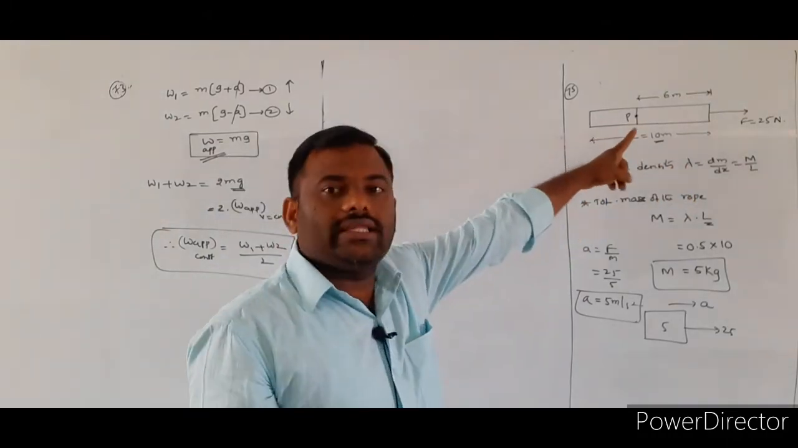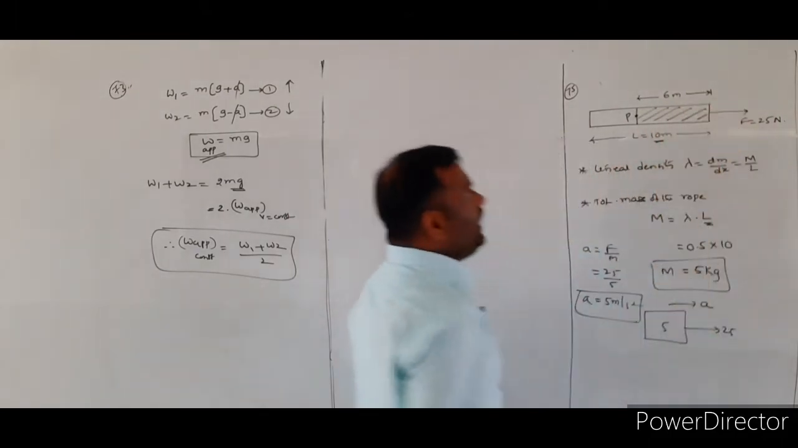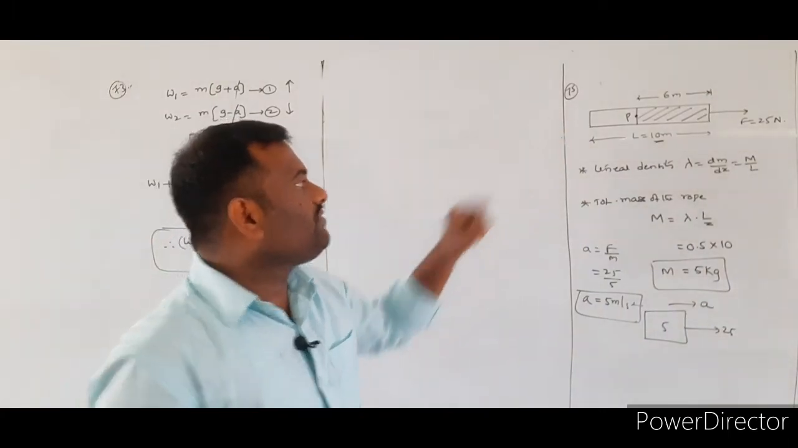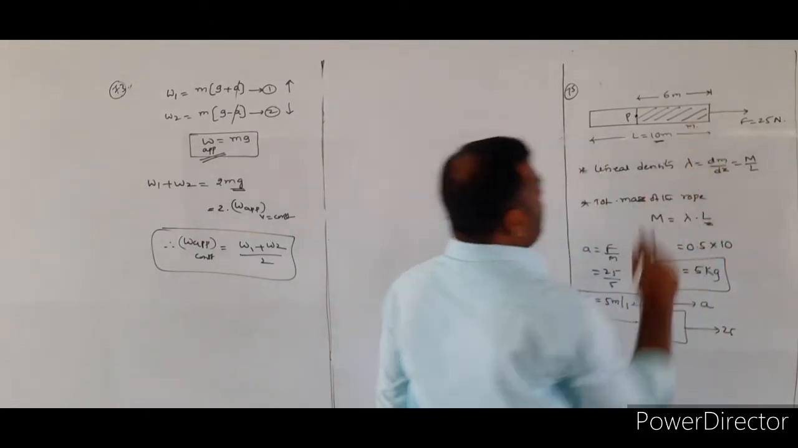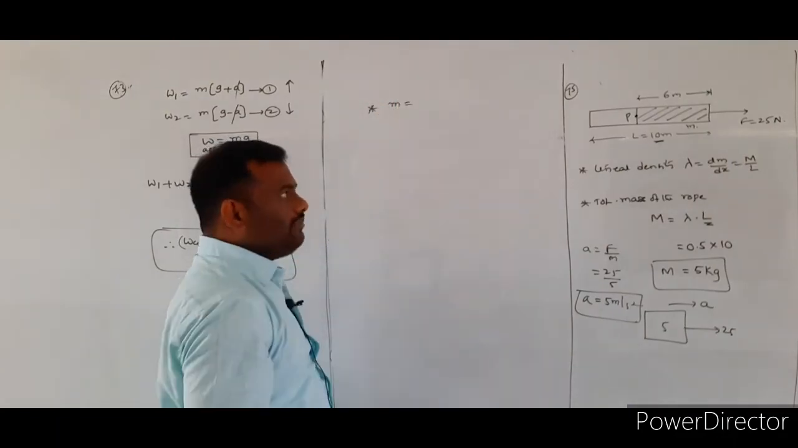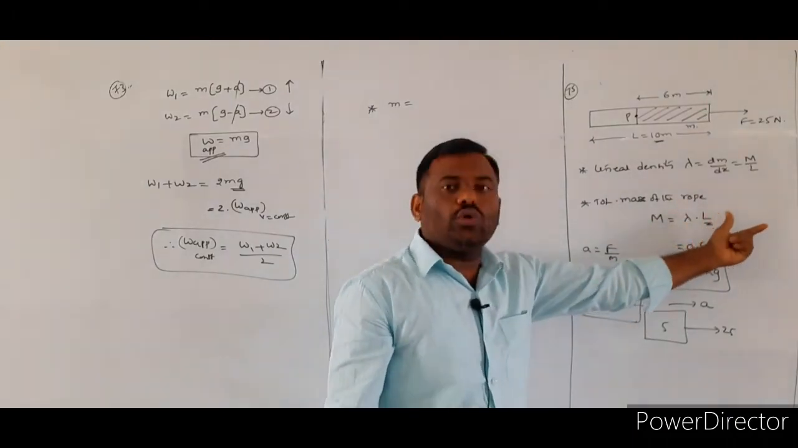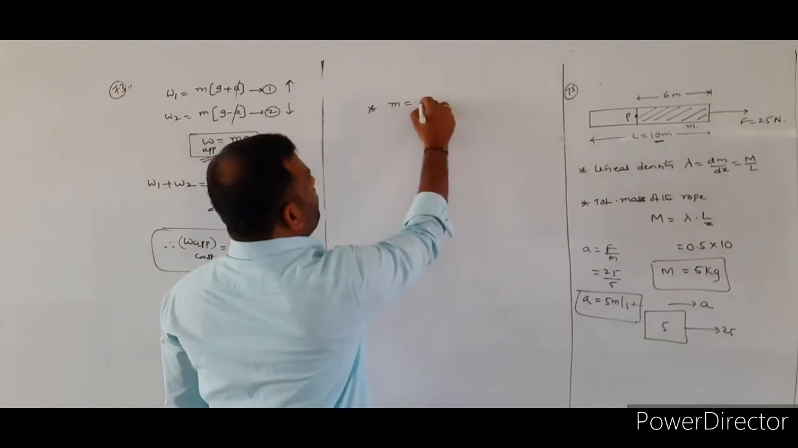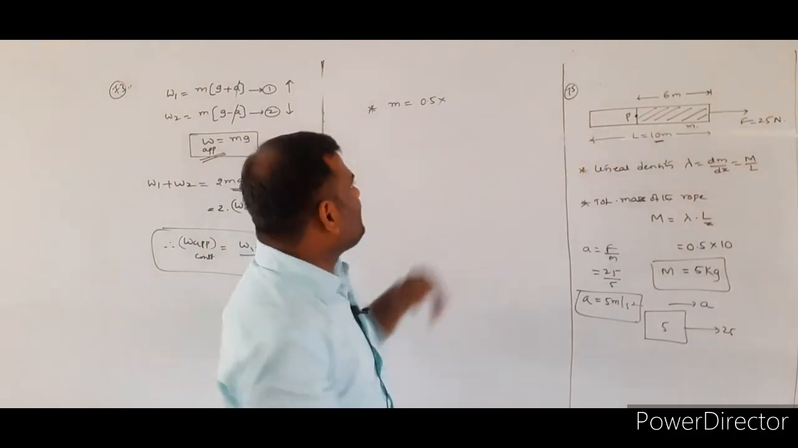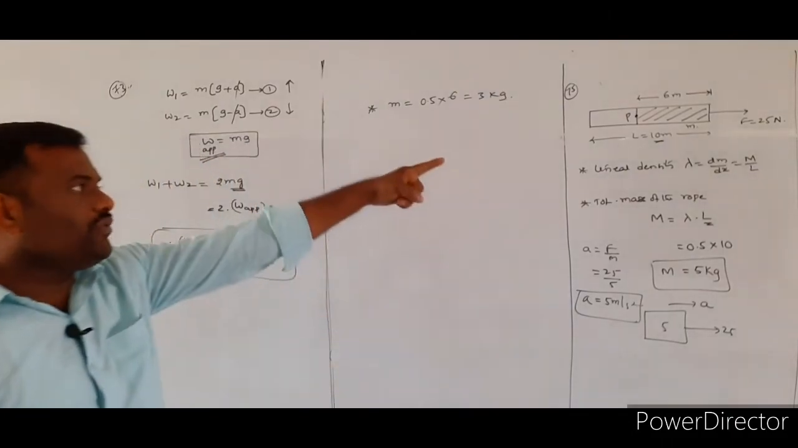To calculate the tension at the point P, I consider this portion of the mass only. That portion of the mass I will assume as small m. How can it be calculated? Mass is equal to linear density into length. Here the linear density value is constant, that is 0.5, and the length of that shaded portion is 6 meter. So 0.5 into 6 is equal to 3 kg. The shaded portion mass is 3 kg.